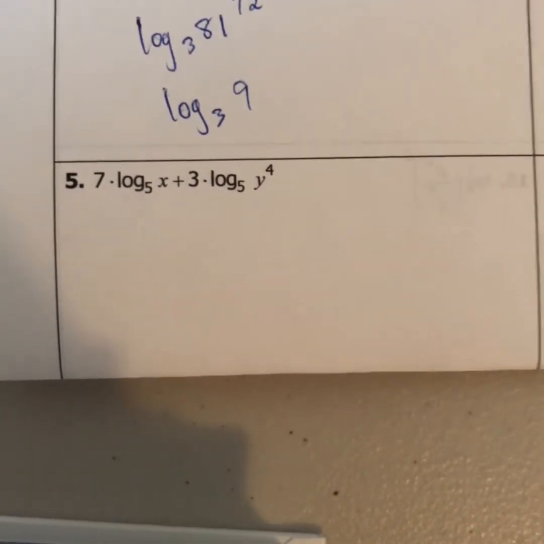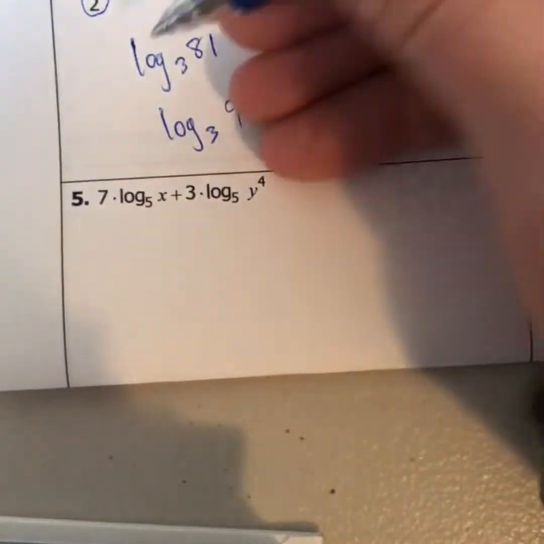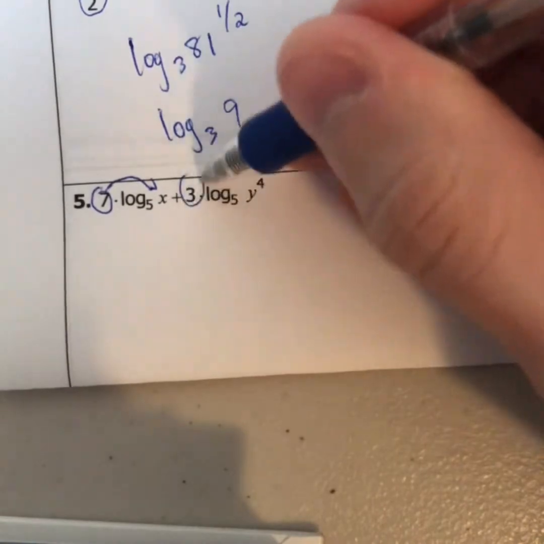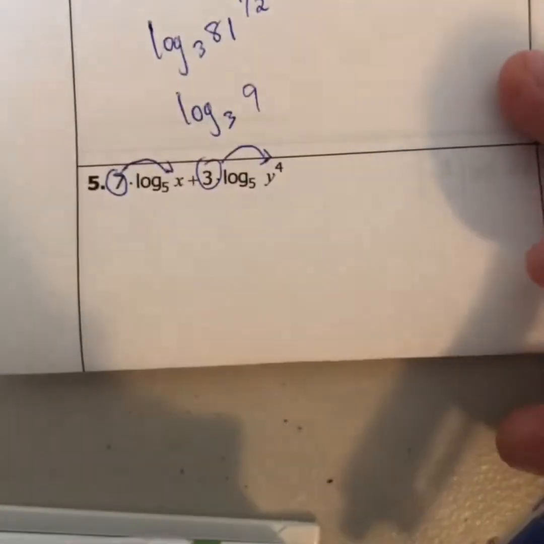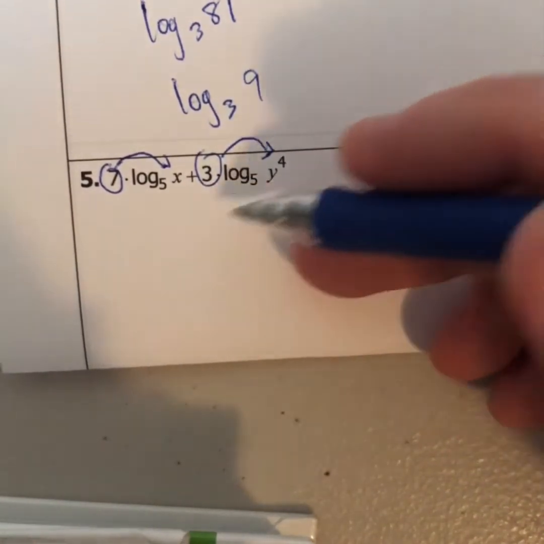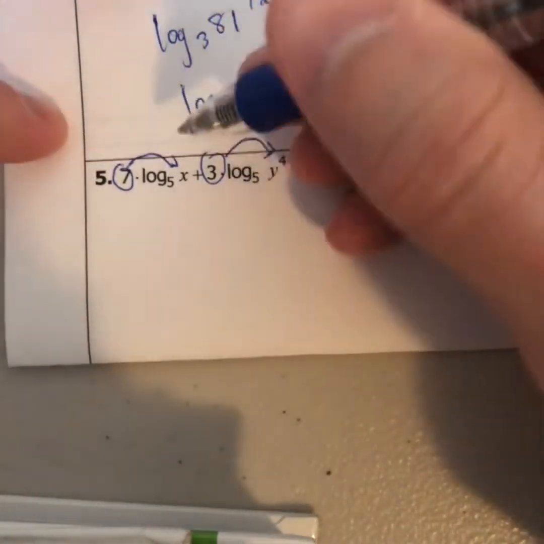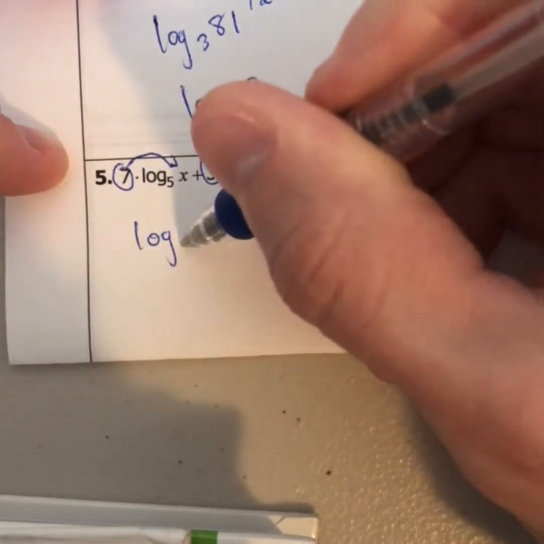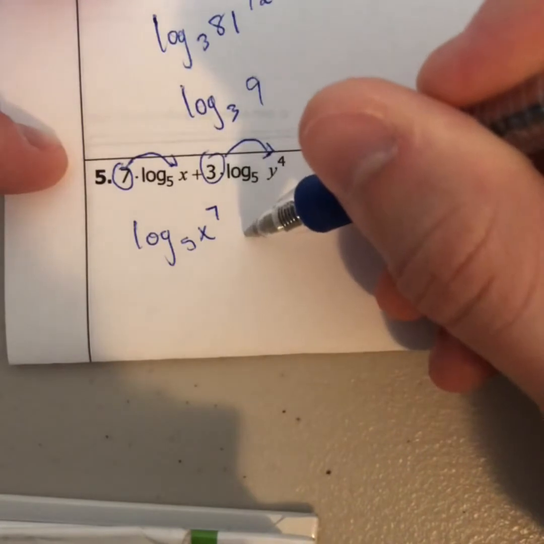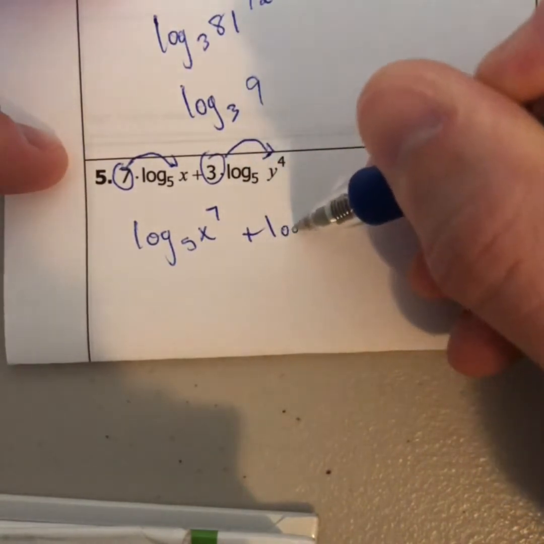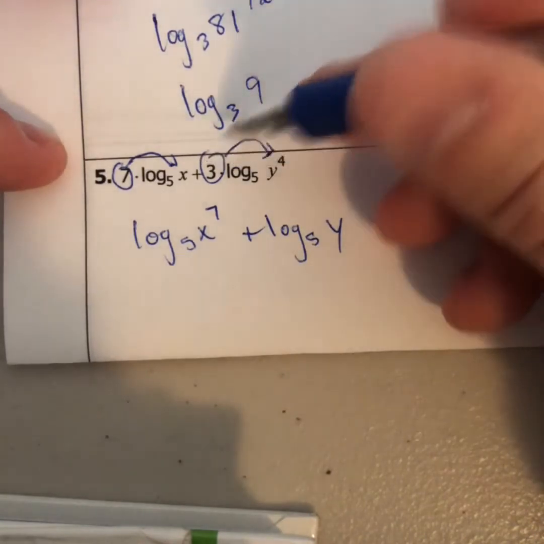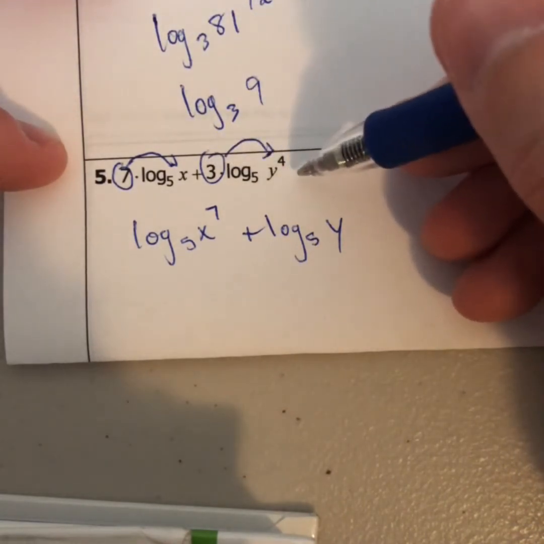All right, number 5 here, we have a little combination going on. We definitely have some power rule. Okay, we can move that to the exponent, and we can move the 3 up here as well. And then we have some product rule going on as well. So we have an addition, which we can turn to multiplication. So let's do one step at a time. Log base 5 of x to the 7th. I moved that 7 up to the exponent, plus log base 5 of y to the, well, it was already 4. Now we're raising a 3 up there. That's our power rule for the exponents.